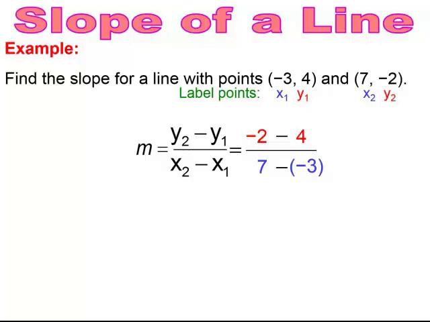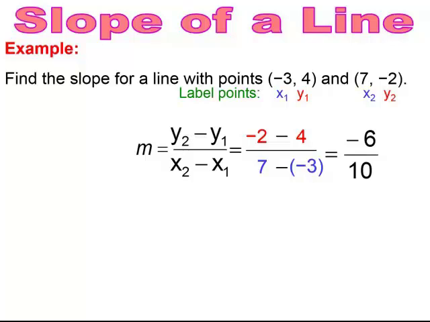When you have a minus as one of the values and it's plugged in, you might get a double negative, and that double negative will turn to a positive. So you see here I substituted in x2, which is 7, minus the x1, which is negative 3. That's creating that double negative. And then my y2 is negative 2, and my y1 is 4. Now I'm going to do the arithmetic, and that double negative is going to change to a plus, so I'm going to end up getting negative 6 over positive 10.